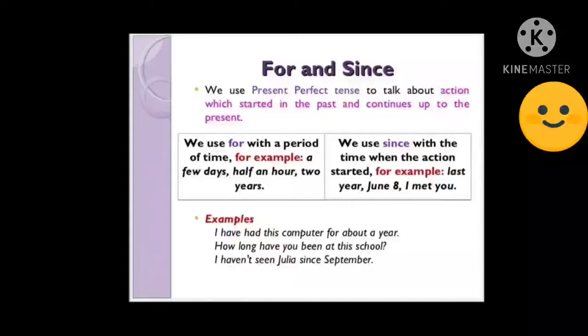Let us see here. We use for with a period of time. For example, a few days, half an hour, 2 years, 2 hours, 10 days. If the period of time, the length of the time or the duration is given, how long an action continued, then we use the preposition for.